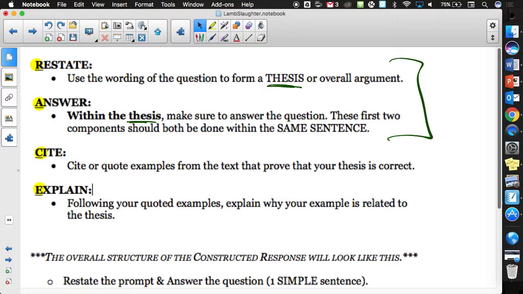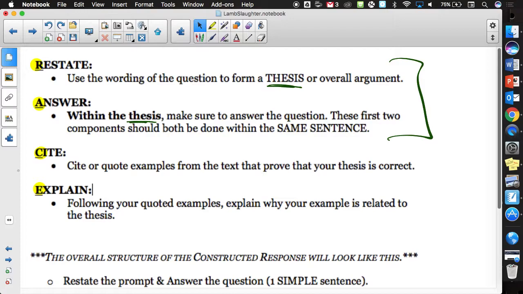So Jack, what do we do with the first sentence? Stay with me. Restate and answer. So in that first sentence, you are restating and answering. Tell me, how many sentences do I need? 10. So I have taken care of restate and answer with one of those, which is going to leave me with 9. How many examples of irony do I need from the story?